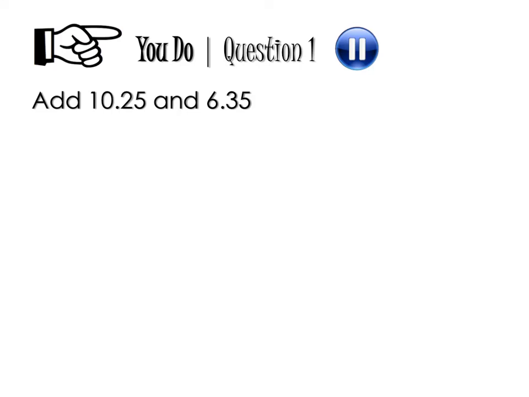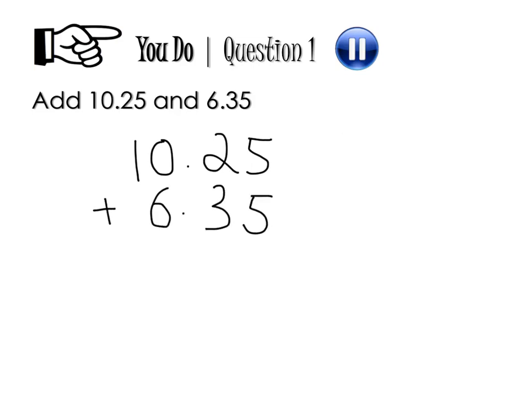Okay, hope you've copied the question and you've solved it on your own. Now it's time for you to use your green pen to check your answer. So let's work it out. 10.25 plus 6.35. Again, always remember, line up my decimal place. So let's add them up.